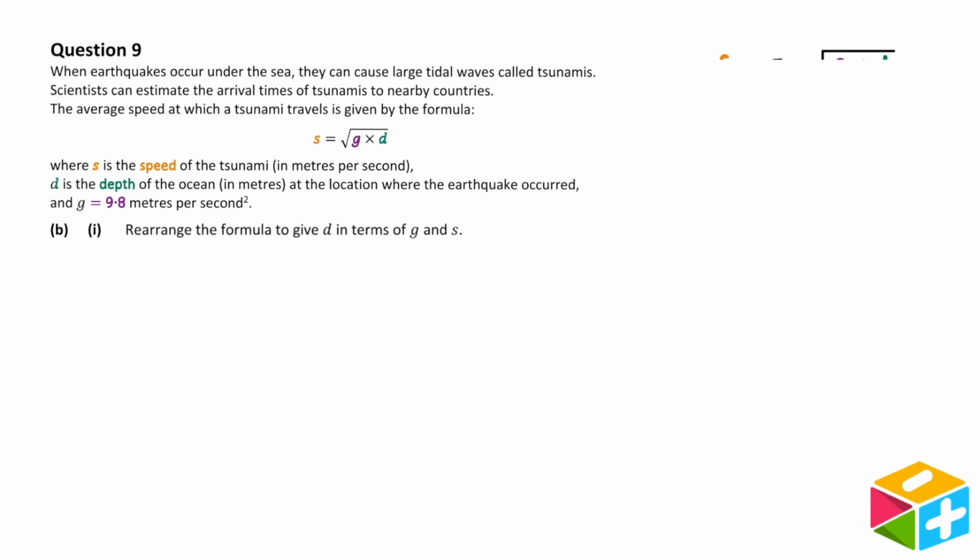The formula we are given is S is equal to the square root of G times D. To rearrange this formula to give D in terms of G and S, we need to isolate the D all by itself on one side of the equation. In other words, we need to end up in the form D is equal to something. The D appears on the right-hand side, and there's quite a few things going on around it. It's being multiplied by G, and all of this is under a square root. To isolate the D, we'll need to get rid of the square root, and we'll need to get rid of the G.